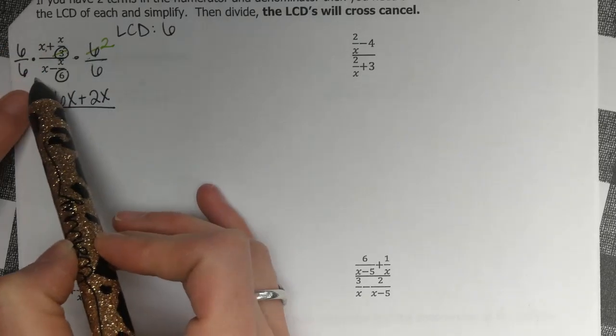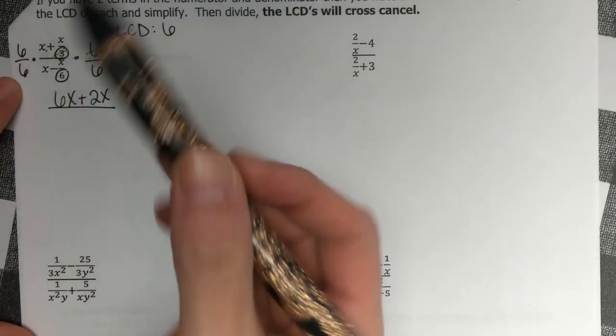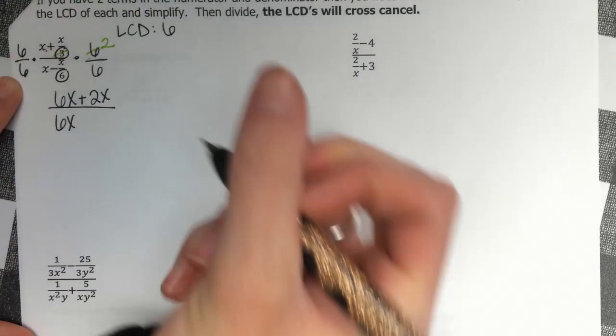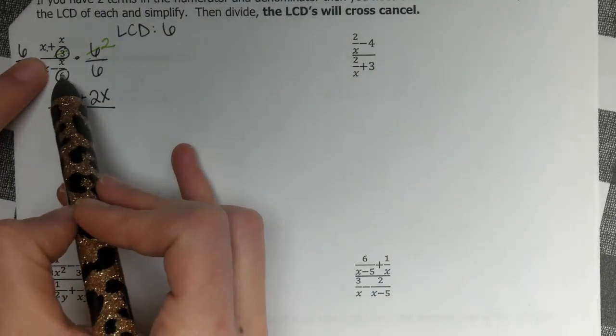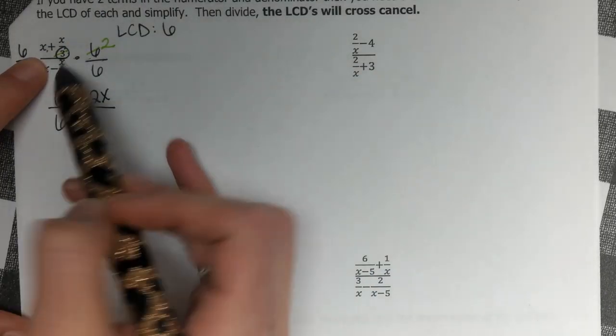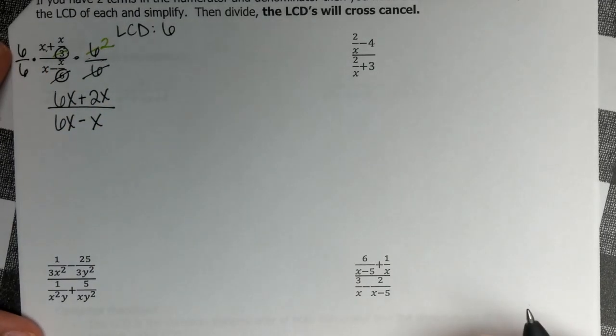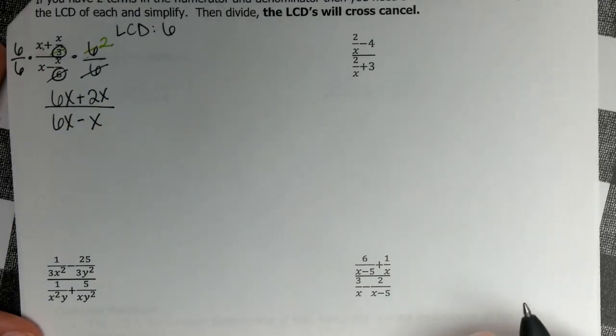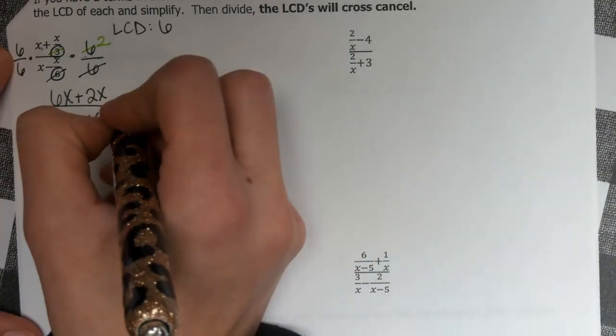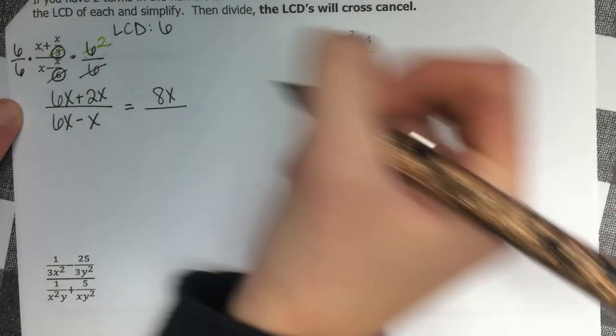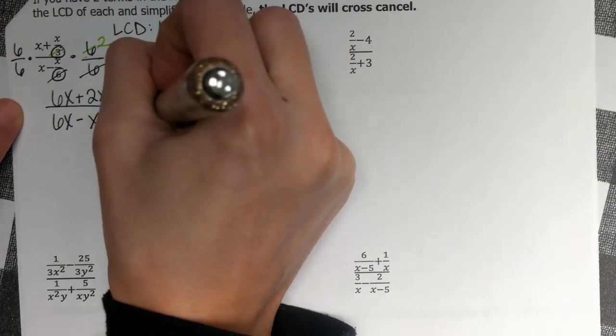Okay. The bottom, 6 times x, is just 6x. The right fraction, those 6's cancel, and I have a minus x. And then we just clean it up. 6x plus 2x is 8x. 6x minus x is 5x.